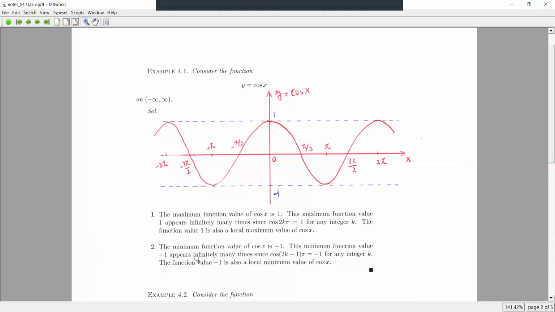How about minimum? The minimum function value of cosine is -1. Again, -1 occurs infinitely many times because cosine of pi is -1, cosine of -pi is -1, cosine of 3 pi is -1. So -1 occurs many, many times.